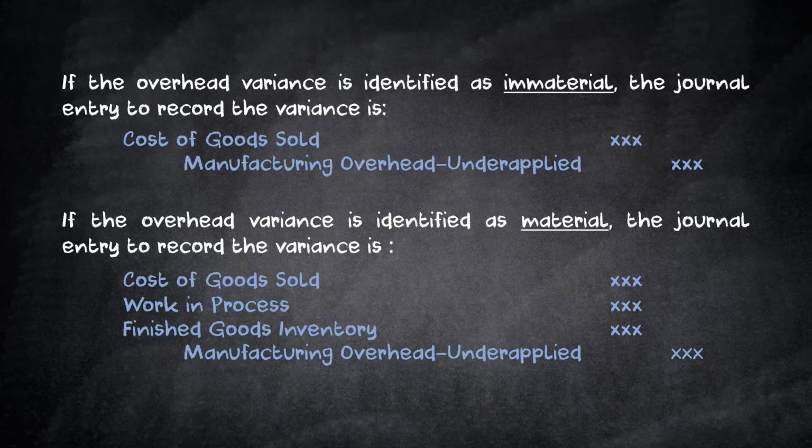Now, if the company says to treat it as material, we close it to the cost of goods sold, work in process, and finished goods inventory. So, how do we distribute that amount? It shall be based on the ending balances. So, if under-applied, our manufacturing overhead is credited and we debit the cost of goods sold, work in process, and finished goods inventory. If over-applied, we debit the manufacturing overhead and credit the cost of goods sold, work in process, and finished goods inventory.